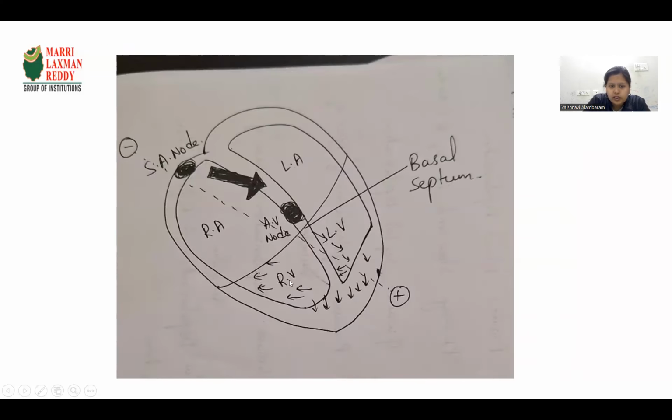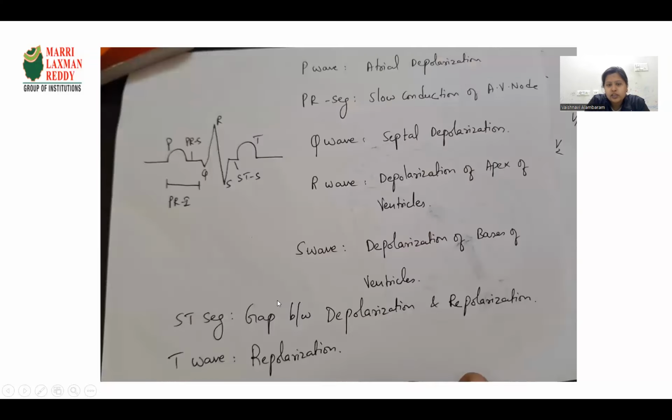So here you can see the arrows, that is for depolarizing the ventricular bases, your direction changes there. Positive charge moving away from the positive charge. You can watch the arrow marks. That is depolarization of the bases of the ventricles. You get your S wave. And this isoelectric line, again, is your ST segment. ST segment is a gap between depolarization and repolarization.